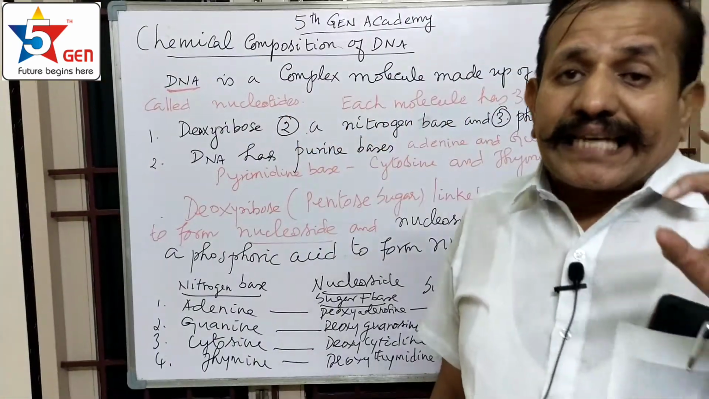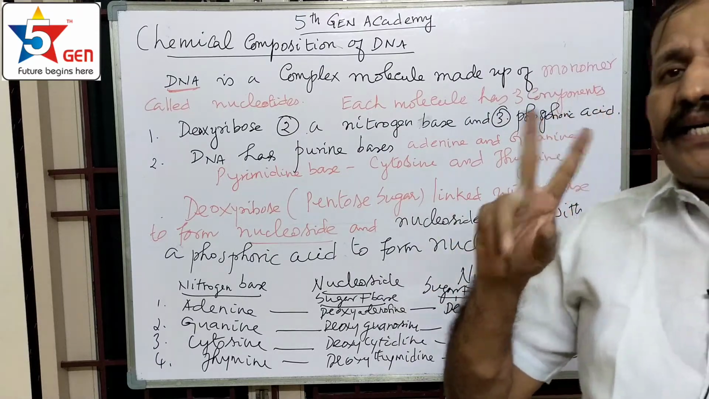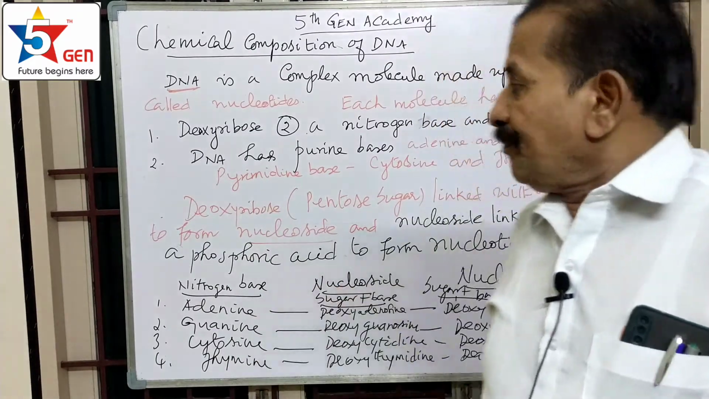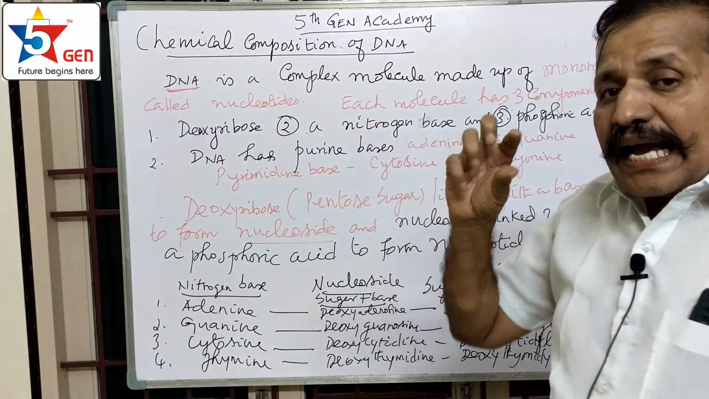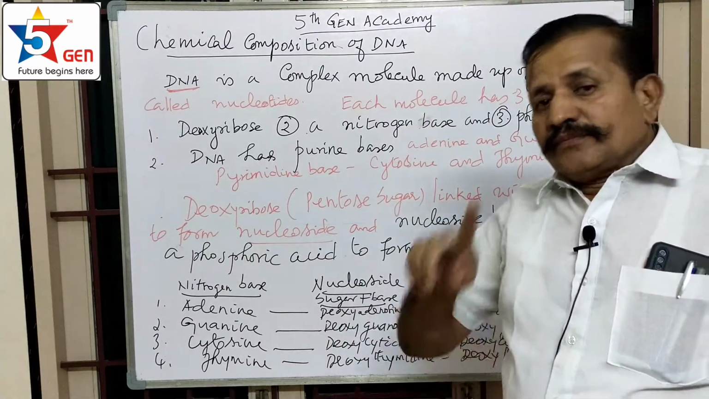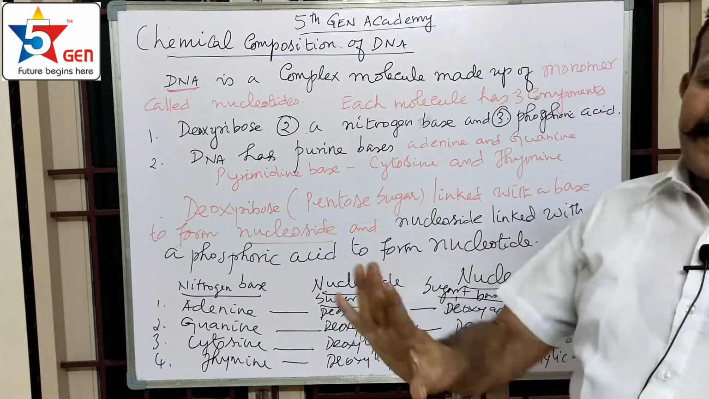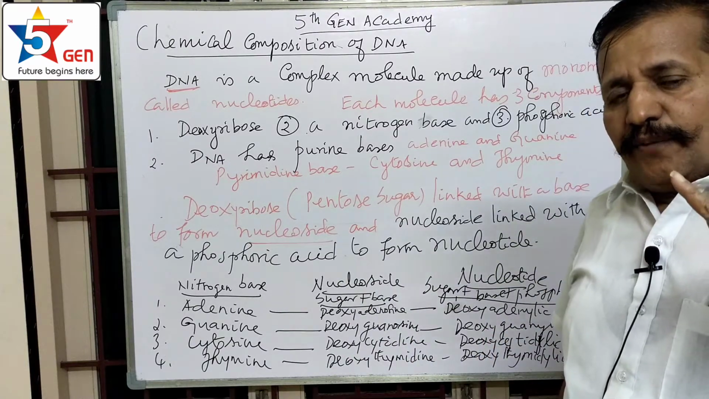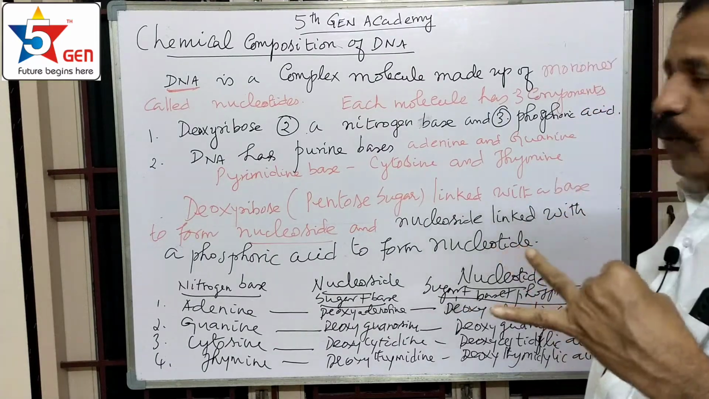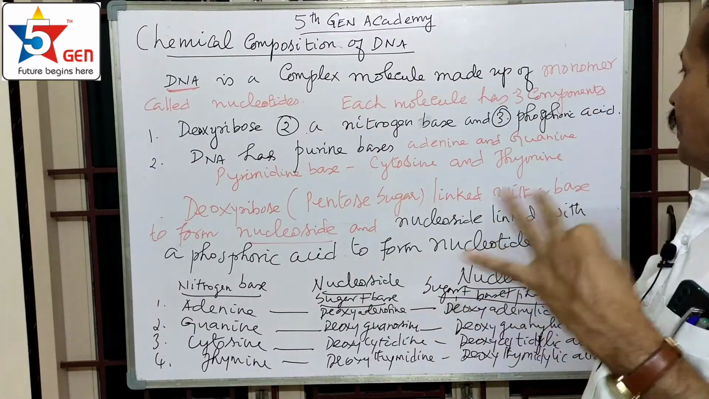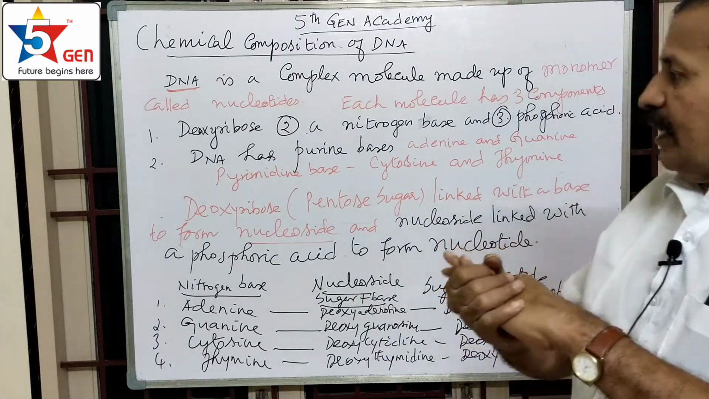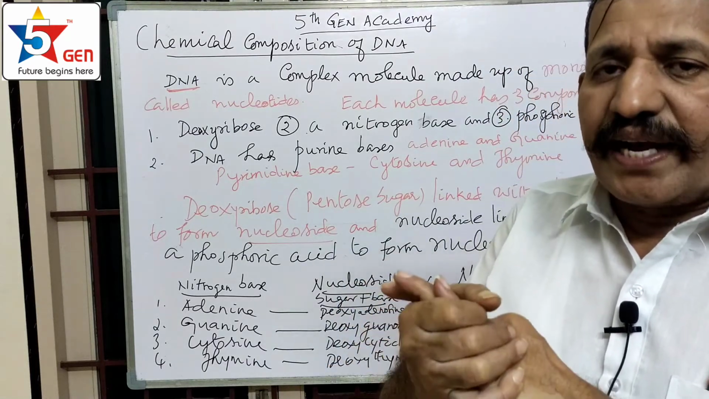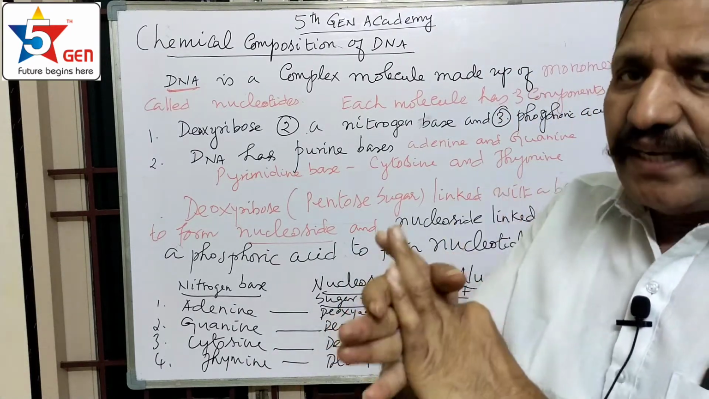Each nucleotide has three components. One is deoxyribose, then a nitrogen base, and the third one is phosphoric acid. All of you see here: deoxyribose, nitrogen base, and phosphoric acid. The three together form a composition, hence we call it a nucleotide.